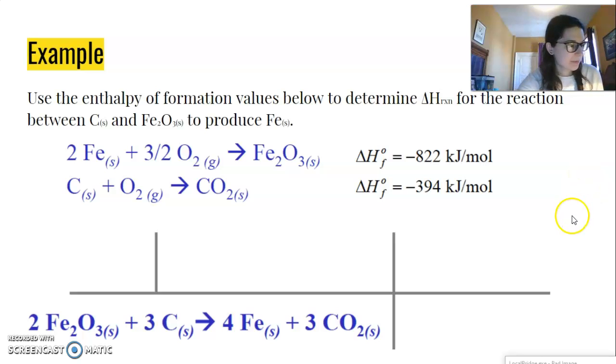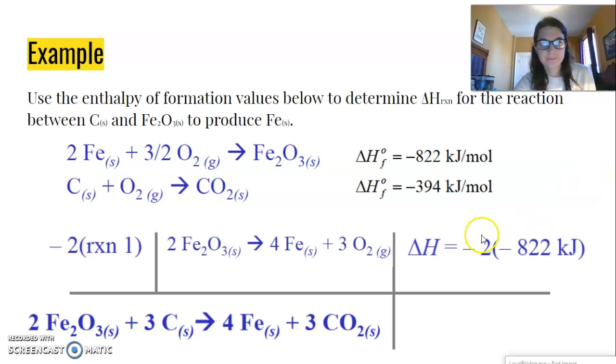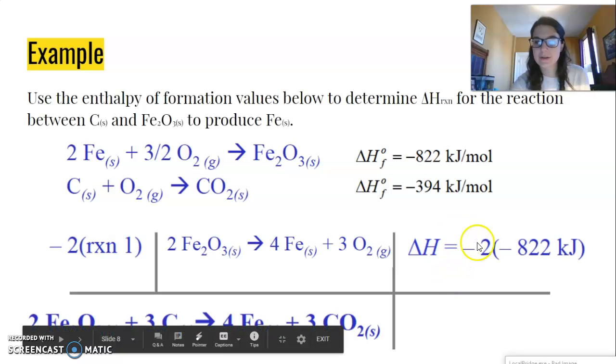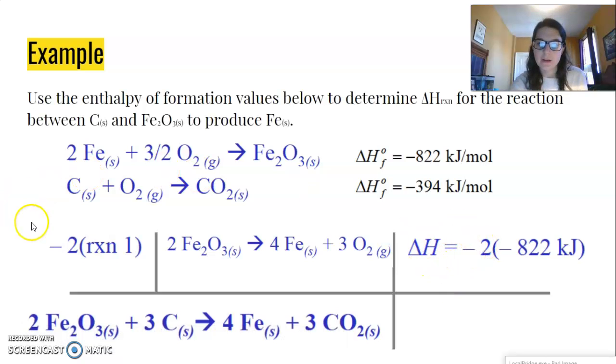So I'm just going to multiply that first reaction by negative 2. That means I also have to multiply the enthalpy of this reaction by negative 2. Negative from flipping it and 2 from changing the coefficients.